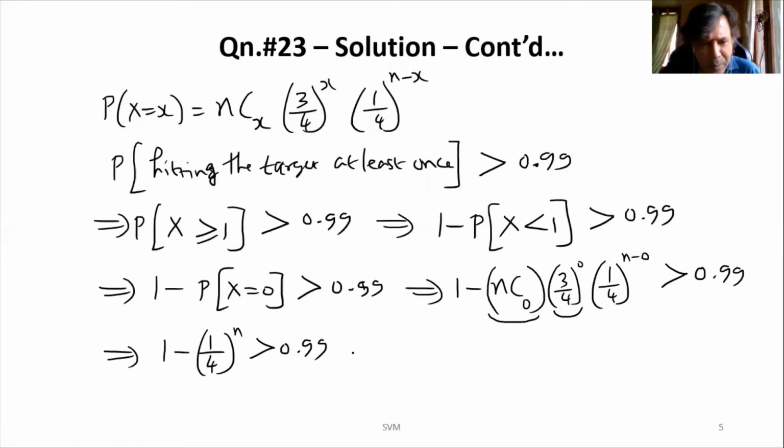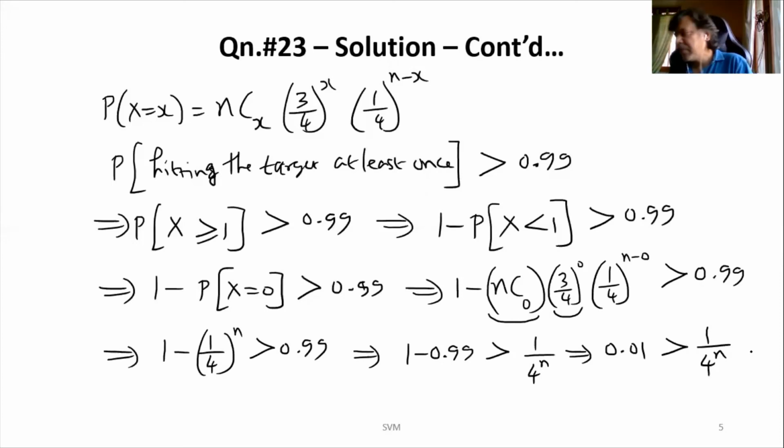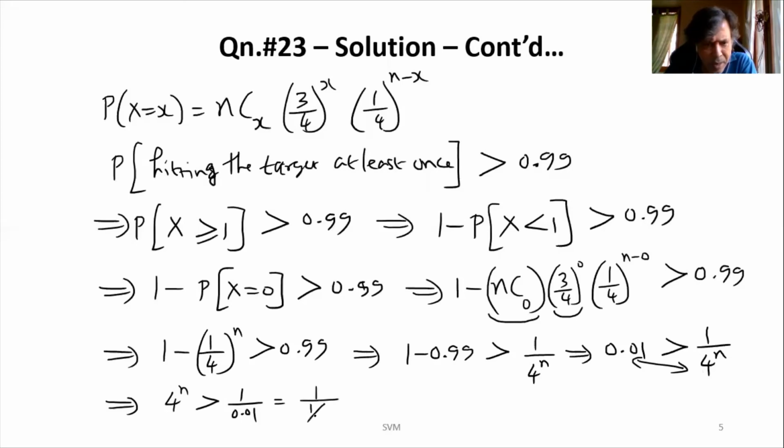So how can I do that? I can bring this 0.99 to the left-hand side. It will become 1 minus 0.99 is larger than (1/4)^n. It can be written as 0.01 larger than (1/4)^n. Now I can do a cross multiplication, so 4^n will be larger than 1/0.01. What do you mean by 1/0.01? It is nothing but 100. That means 4^n is larger than 100.